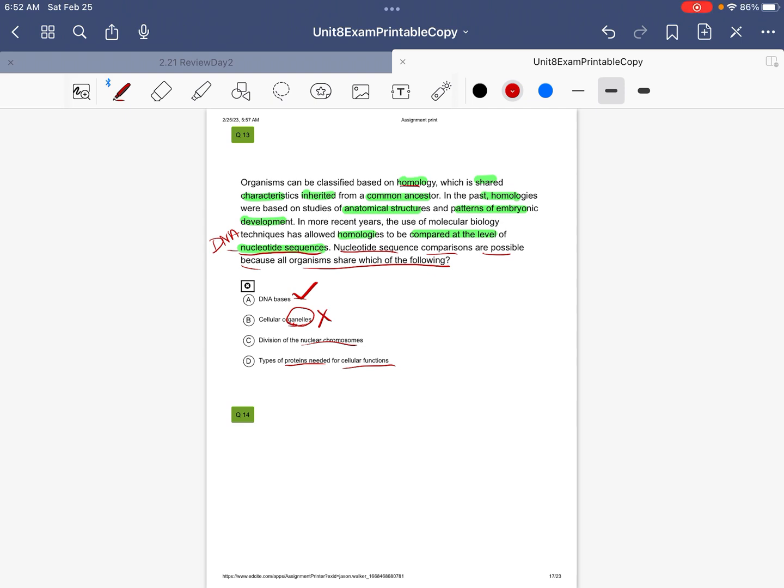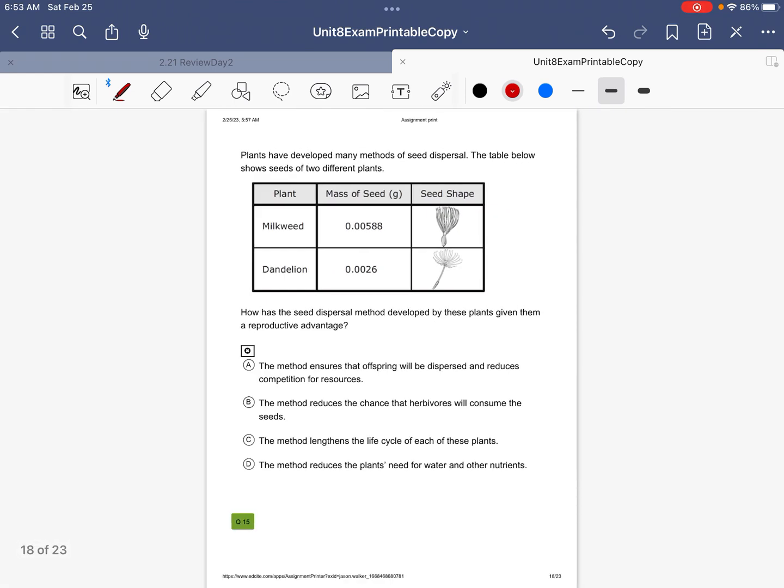The division of nuclear chromosomes. Nuclear should tell you they're talking about the nucleus. Not everything has a nucleus. Remember, prokaryotes, pro equals no. They have no nucleus. The types of proteins needed for cellular functions. We do use proteins, but everyone's protein use is different. So your best answer was A. So yes, now through discoveries, we're able to compare through DNA, and that is the strongest piece of evidence we have for common ancestry.